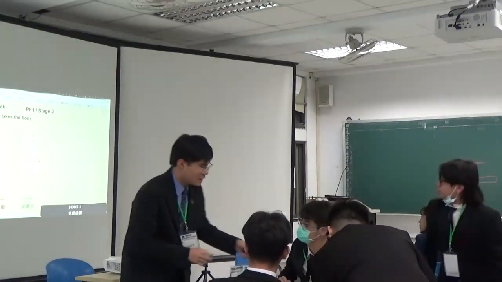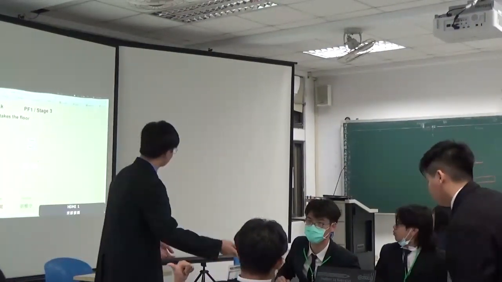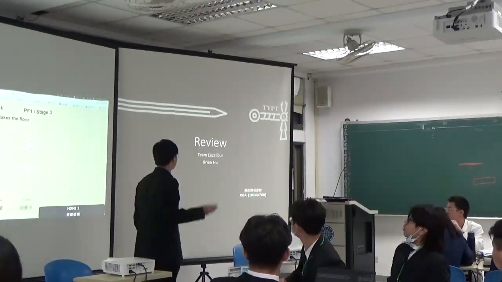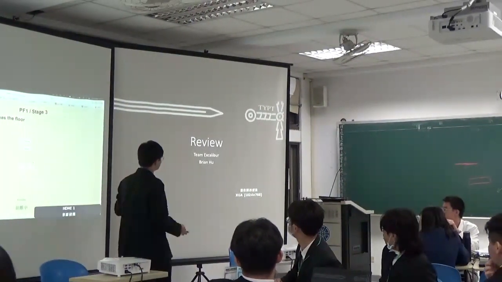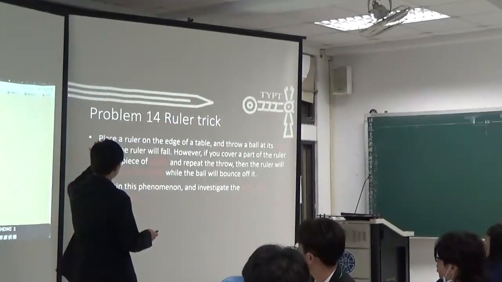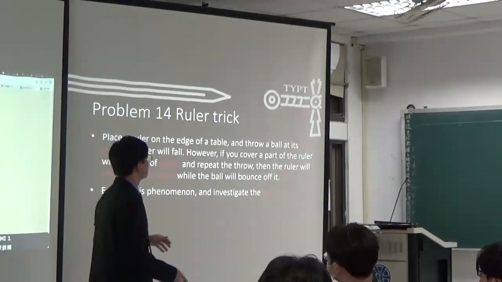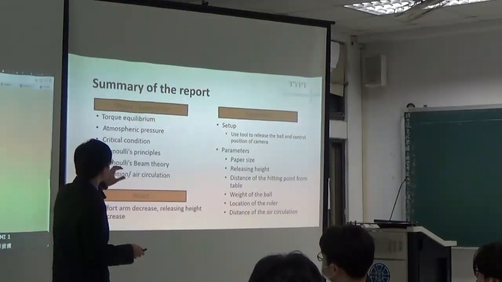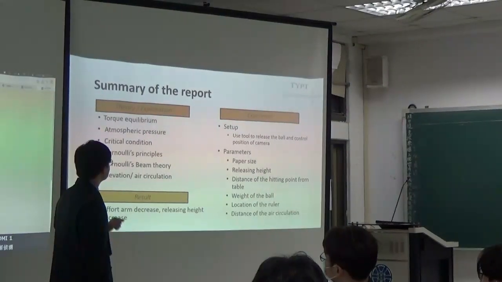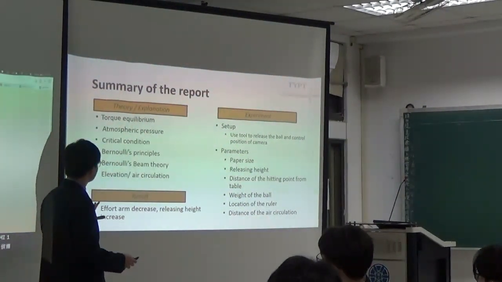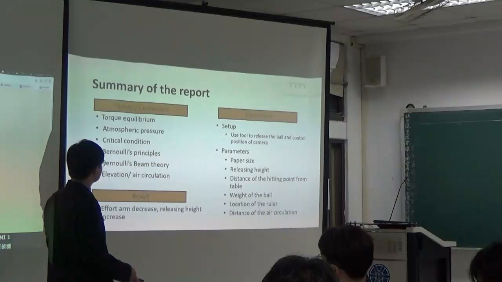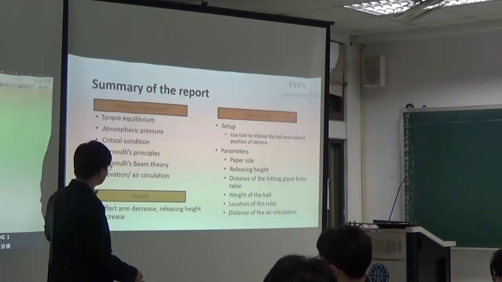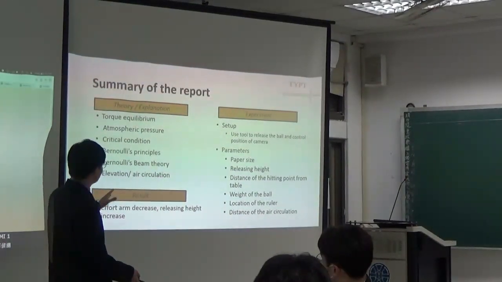Hello everyone. I'm the reviewer from team Fabric, and today I'll be reviewing your trick. When you place a ruler on the edge of the table and throw the ball at its free end, the ruler will fall. The report uses torque equilibrium, atmospheric pressure and the critical condition, and uses Euler-Bernoulli beam theory and the air circulation to explain the theory.